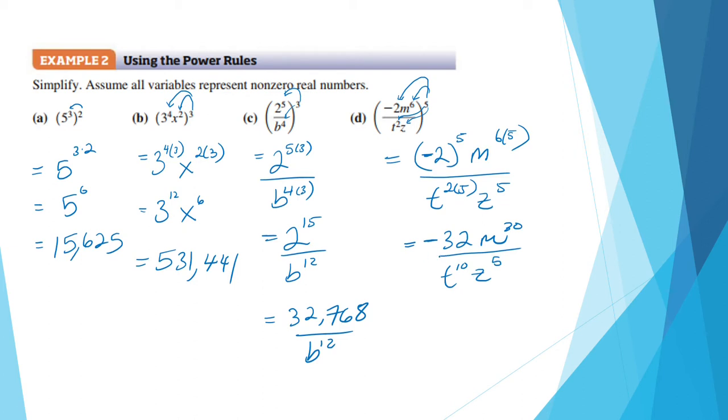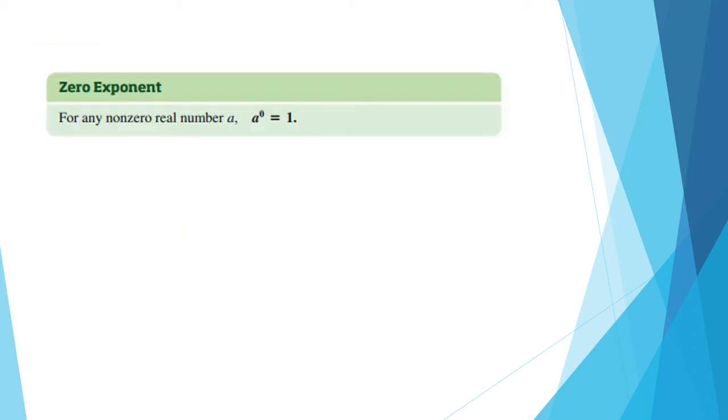This is our solution. The zero exponent rule. It states that a raised to the 0 is equal to 1 for any number except 0. What this is saying is if we have 7 to the 0, this is equal to 1. If we have 5 to the 0, this is equal to 1. If we have 1 million to the 0, this is equal to 1 also.